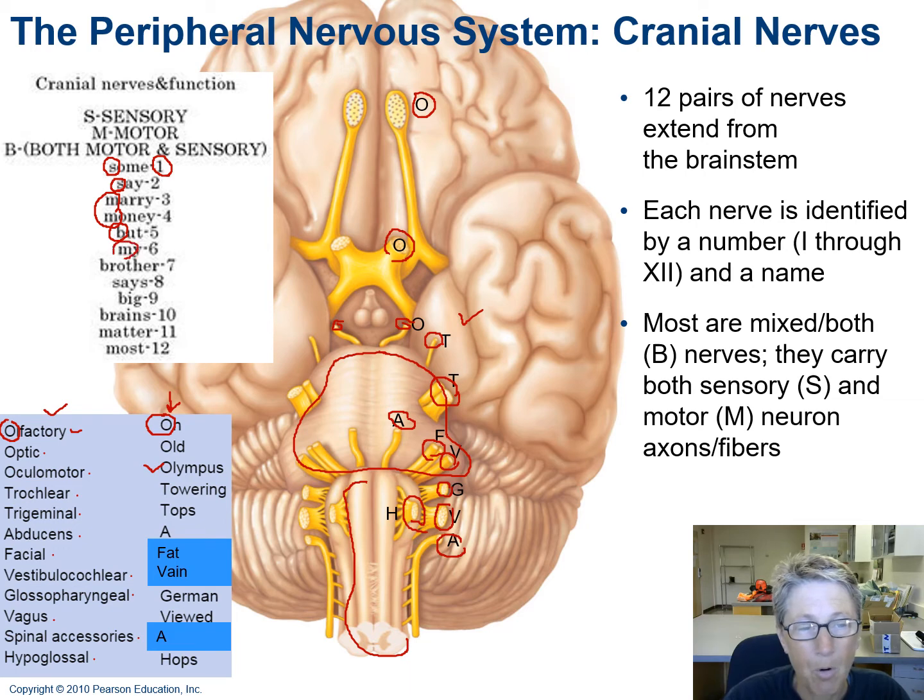Here's another motor nerve. Here's a nerve that has both sensory and motor. Here's purely sensory. Here's both. Brains both. Matter motor. Most motor. So you can stop the video right now and go find your own favorite mnemonic.